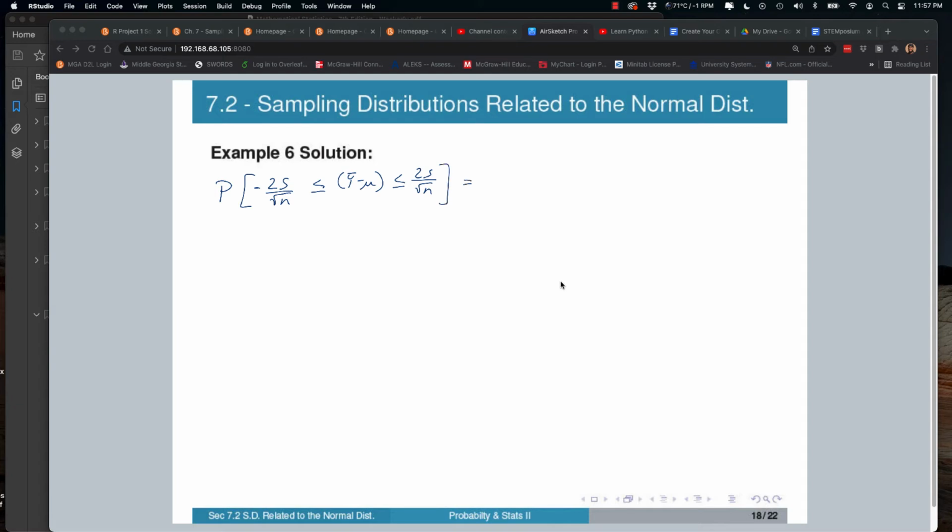All right. This one's going to just equal, if we divide everything by s over the square root of n, we get the following. We get negative 2s over the square root of n times square root of n over s is less than or equal to y bar minus mu over sigma divided by the square root of n, which is less than or equal to 2s over the square root of n times square root of n over s. So I just did the reciprocal there, which ends up equaling just the probability that t falls between -2 and +2. So that one kind of cleaned up rather nicely, okay?